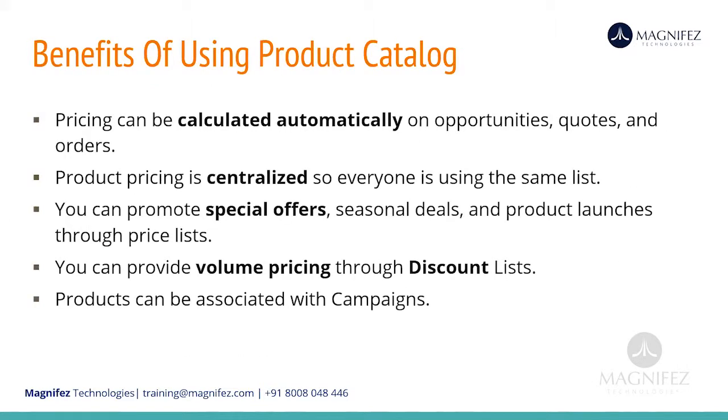The benefits of using product catalogs are many. We can manage our pricing automatically, and also the pricing is centralized. No one can tamper with anything, or perform any malpractice on this. We can promote special offers, seasonal deals, etc. Also, we can set up a discount list based on volume pricing. That means if someone is buying a volume of 1 to 5, then they will get an offer of 5%. If someone else is buying more than 10 items, then we'll give a different pricing, etc.